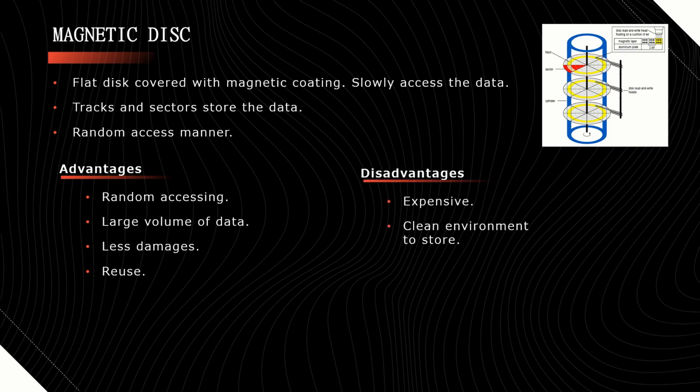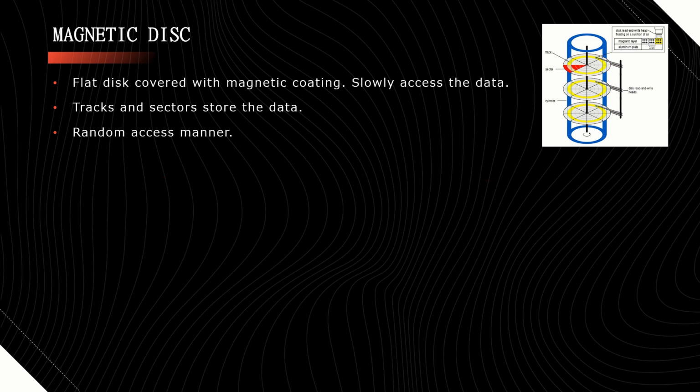Disadvantages. These are more expensive than the magnetic tapes. We need a clean and dust-free environment to store the data. These disks are divided into two types, floppy disk and hard disk.